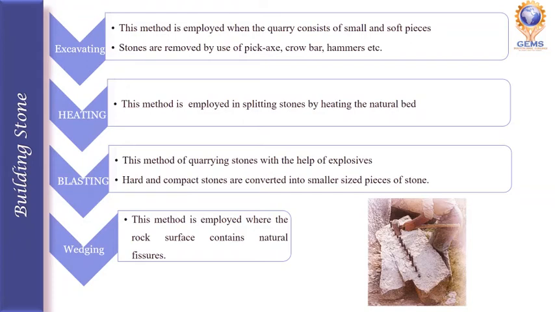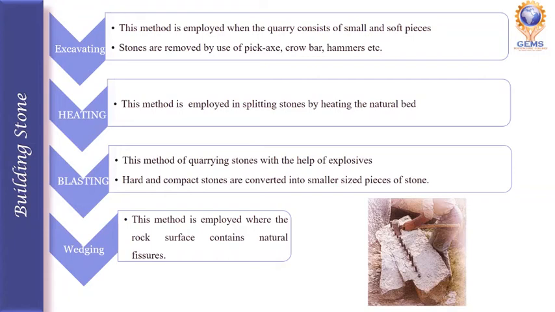Next is heating. It is the most suitable for quarrying small, thin and natural blocks of stones from rocks such as granite and gneiss. How we are going to do this heating process is a heap of fuel is filled and fired on the surface of rock in small areas.